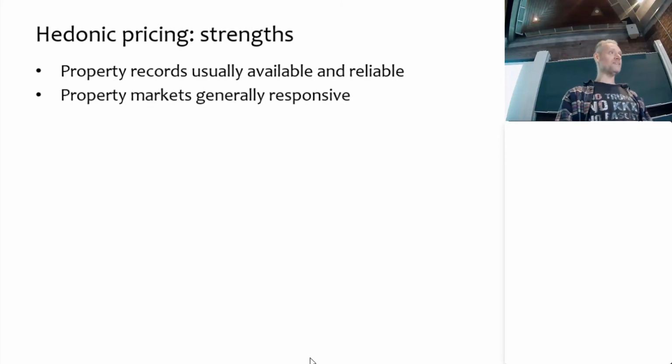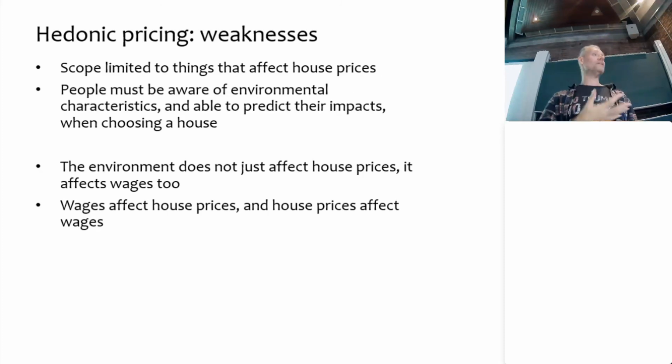Good things about hedonic pricing is there's lots and lots of data available. Property markets respond to these signals. Weaknesses are the assumptions that you need to make, the information that is available, and so on and so forth. The biggest disadvantage that I haven't talked about is that markets are coupled.